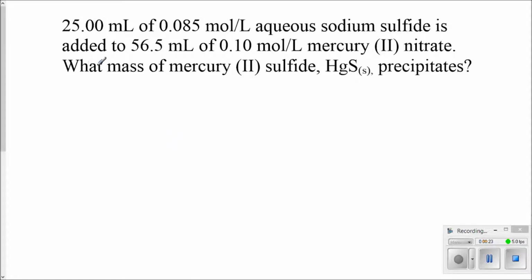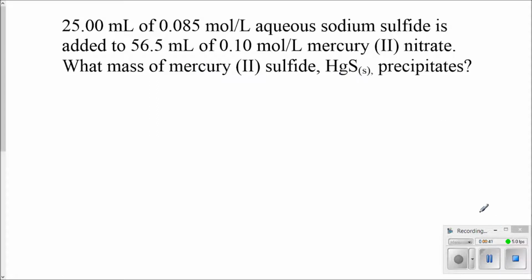Take a look at this one. 25 milliliters of 0.085 mole per liter aqueous sodium sulfide is added to 56.5 milliliters of 0.1 mole per liter mercury 2 nitrate. What mass of mercury 2 sulfide, HgS, precipitates?